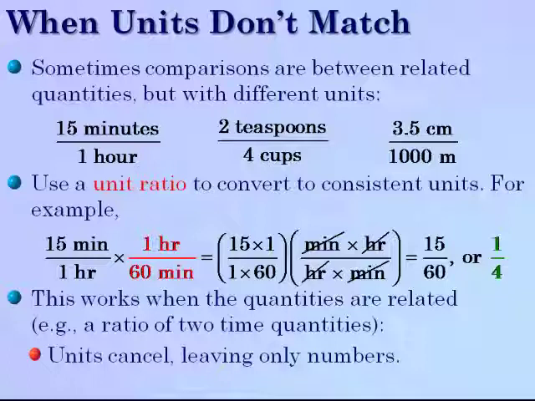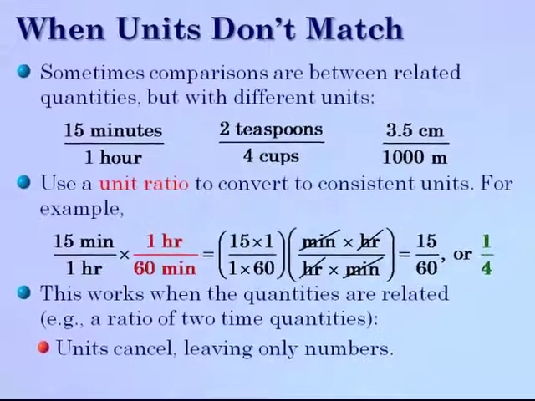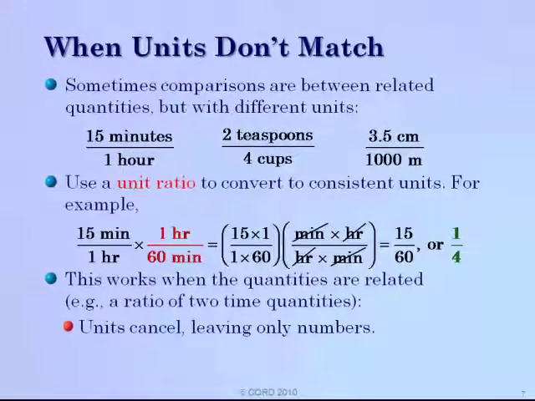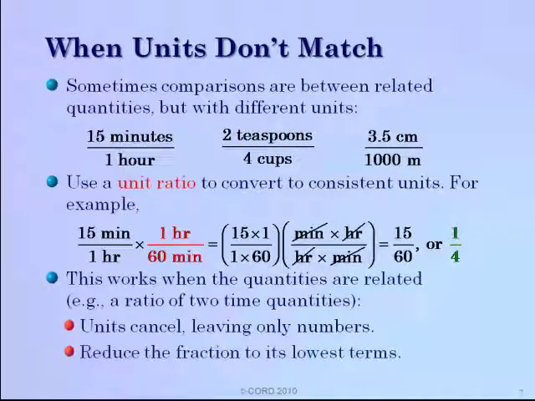This only works when the quantities are related. For example, in our example here, we had 2 time quantities. In the second case up here, we could do the same thing with, these are volume measurements for baking. And here, these are length measurements, centimeters and meters. So we could multiply each of those by a unit ratio and leave only the numbers as a result. We always want to reduce the fraction to its lowest terms, as we did here. The result was 15 over 60, but we could see that if we divide both numerator and denominator by 15, we would end up with 1 to 4, which is what we've done to reduce that to the lowest terms.